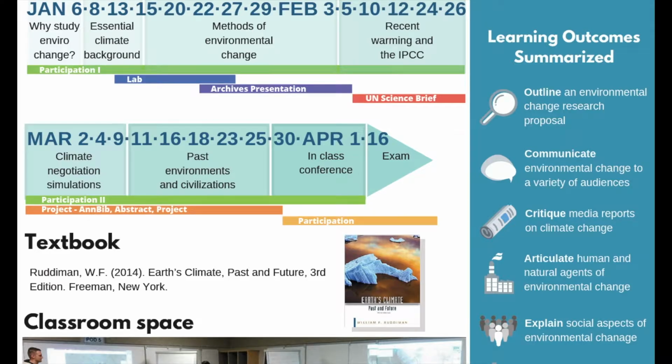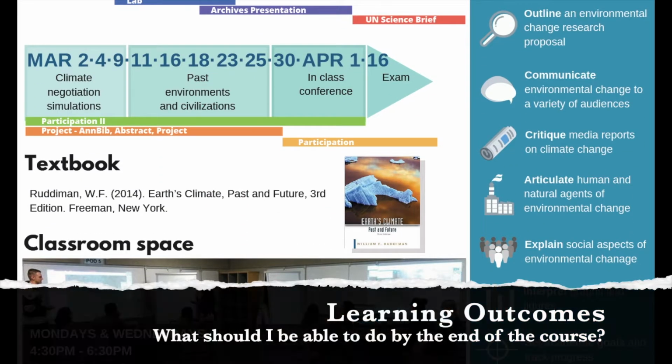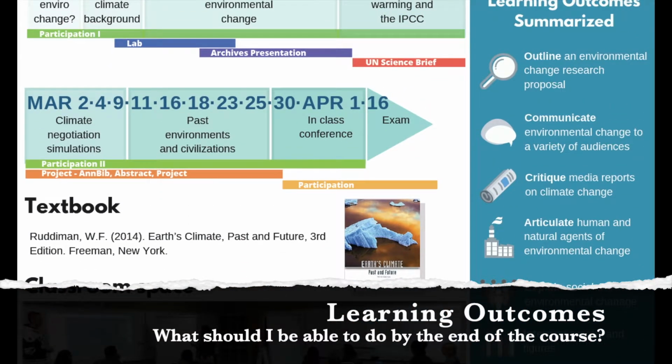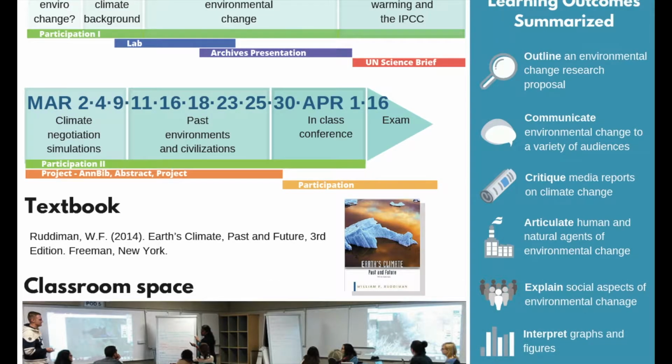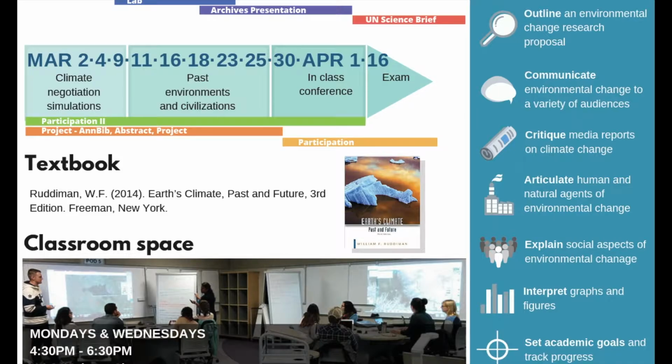Now, below the dates on this schedule, you'll see a number of colored bars. Those match with the assessments and show you how long you should be spending working on each of the several assignments that there are in the class. There are learning outcomes summarized on the right side, and it's worth looking at the full version of these on the syllabus to make sure that the goals that you're setting make sense for the outcomes of the course and to make sure that you're monitoring your own progress on these outcomes.